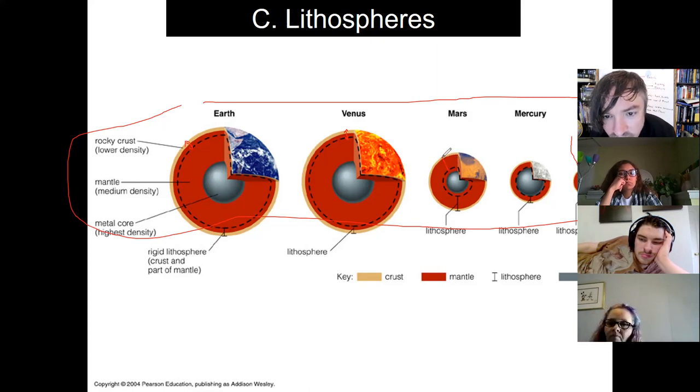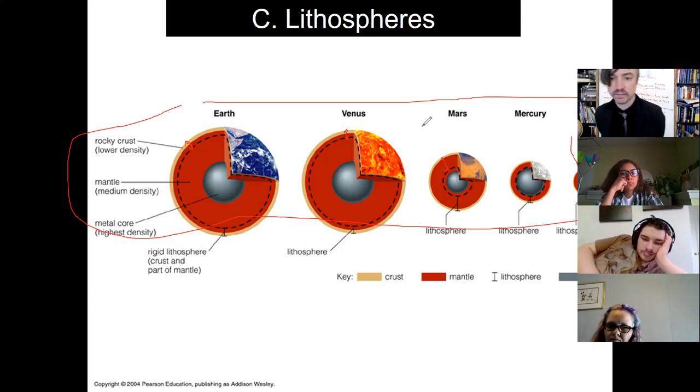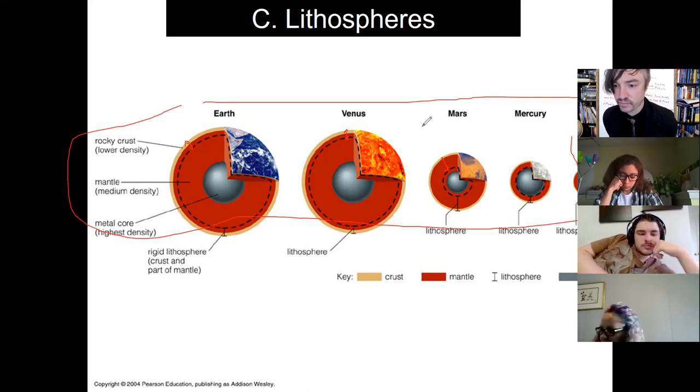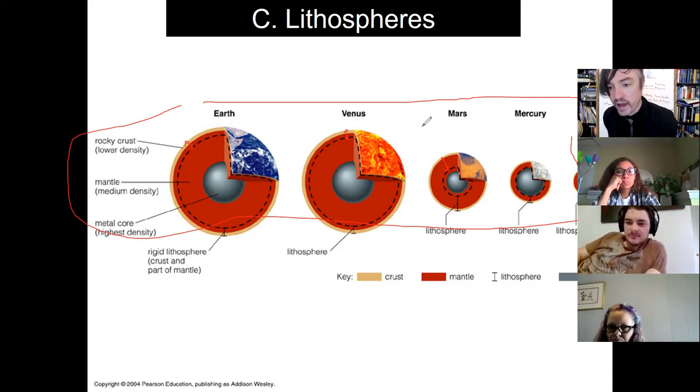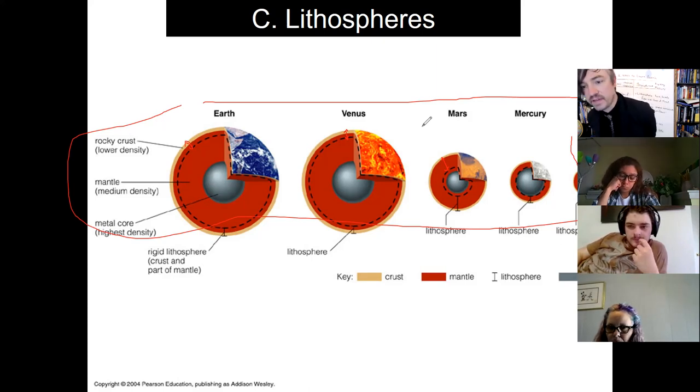What is the depth of the lithosphere telling us about Mars? Does that mean anything to you? Could it be that instead of Earth being made of higher density materials for a crust? No, Ryan, because remember, density is the same as chemical composition.